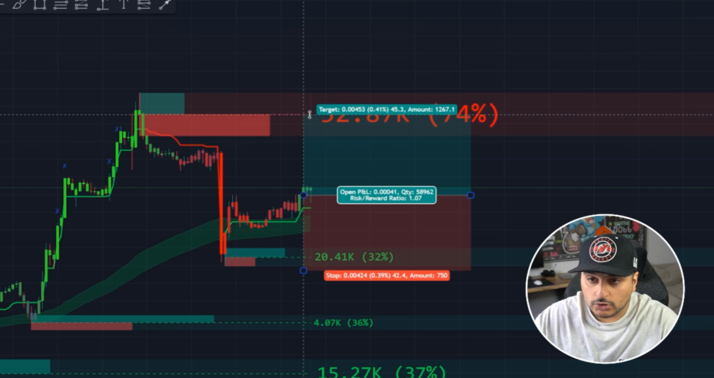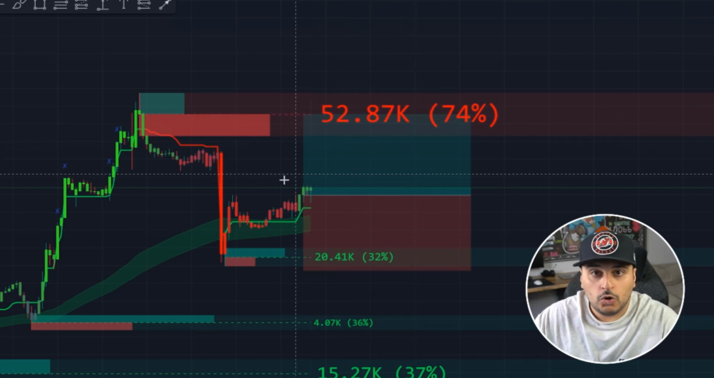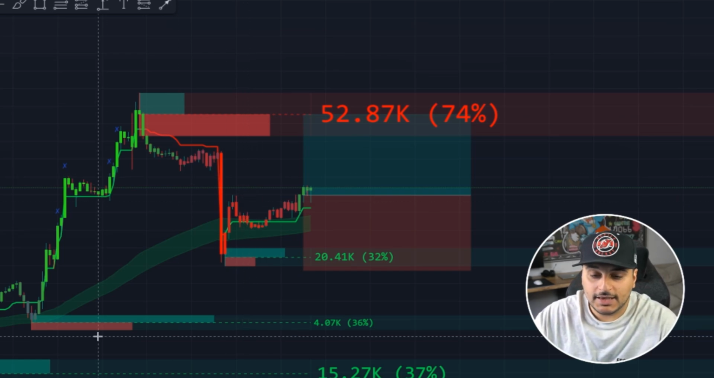We can choose the next order block, which would be in the middle of the order block. So something like this at a 1-to-1 risk reward ratio. Or we can get out when the Trend Sniper line turns red. Let me show you guys exactly how that works.